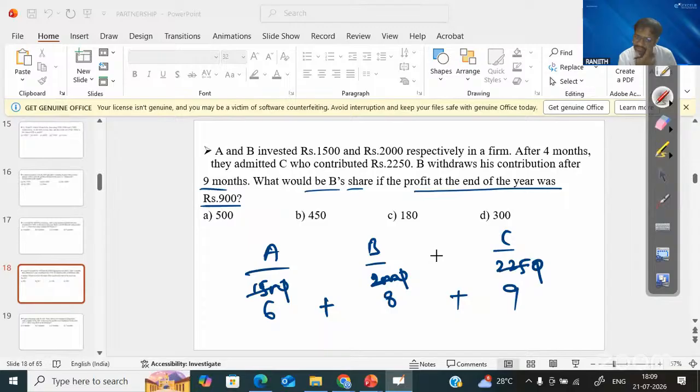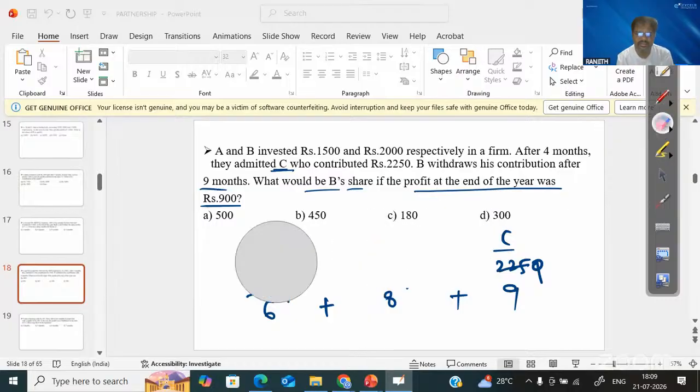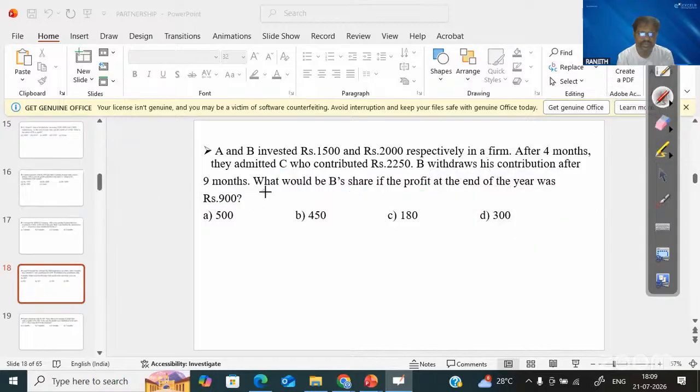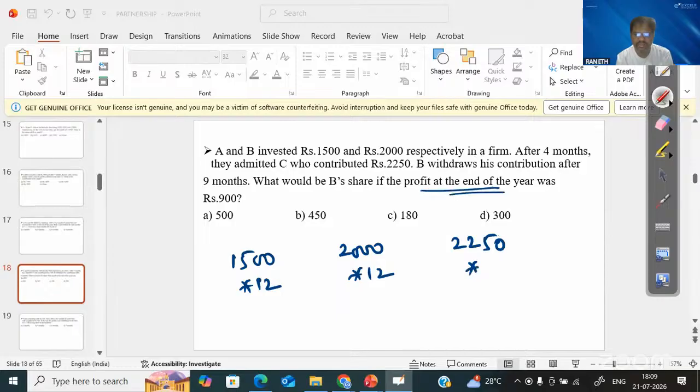A and B's investment is 1500 and 2000. After 4 months, they admitted C, who contributed 2250. B withdraws his contribution after 9 months. What could be B's share at the end of the year? Let's see. A's investment is 1500 into 12, B's investment is 2000 into 12, and C's investment is 2250. At the end of the year, the total is 12 months. After 4 months, C is only in the business for 8 months.